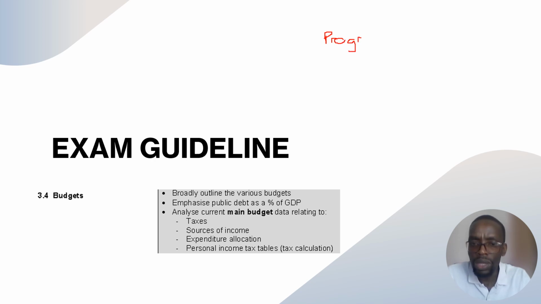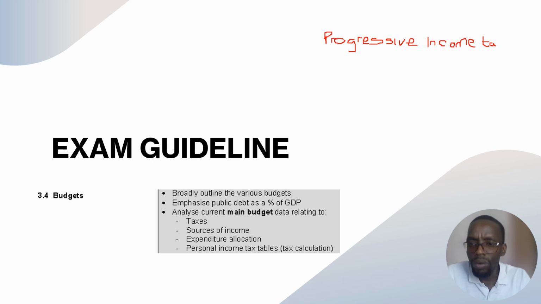With the progressive income tax system, you would understand that as the person earns more money, that person is going to pay more in terms of taxes. It's called progressive income tax.